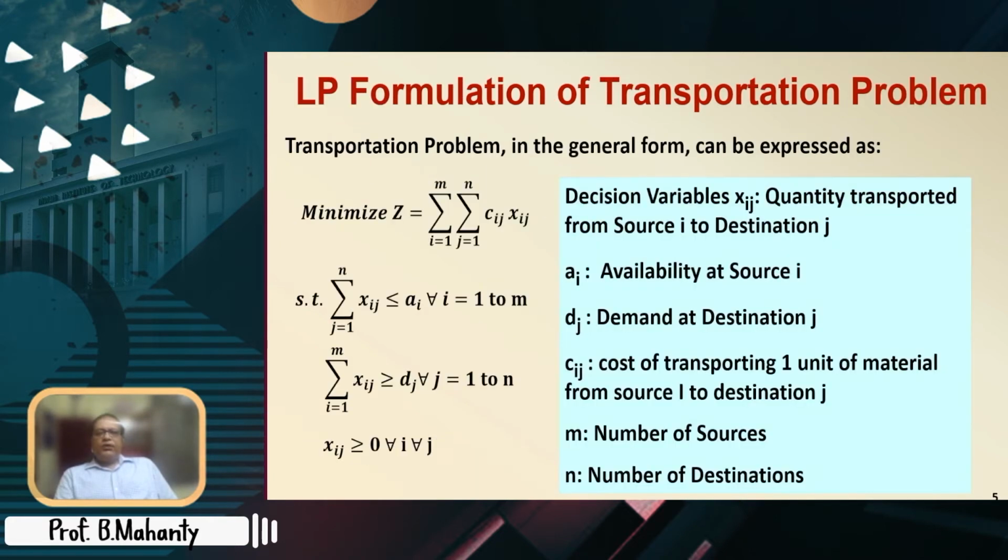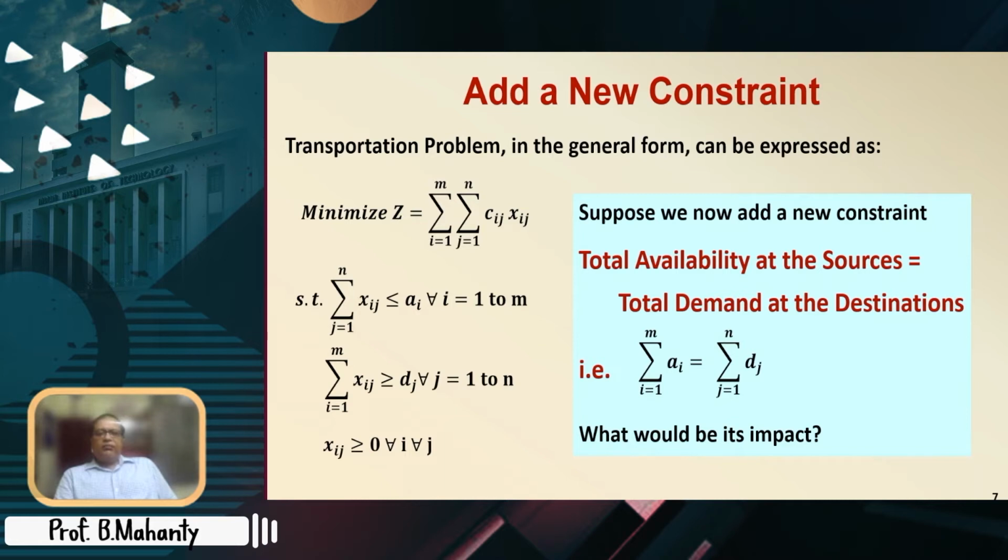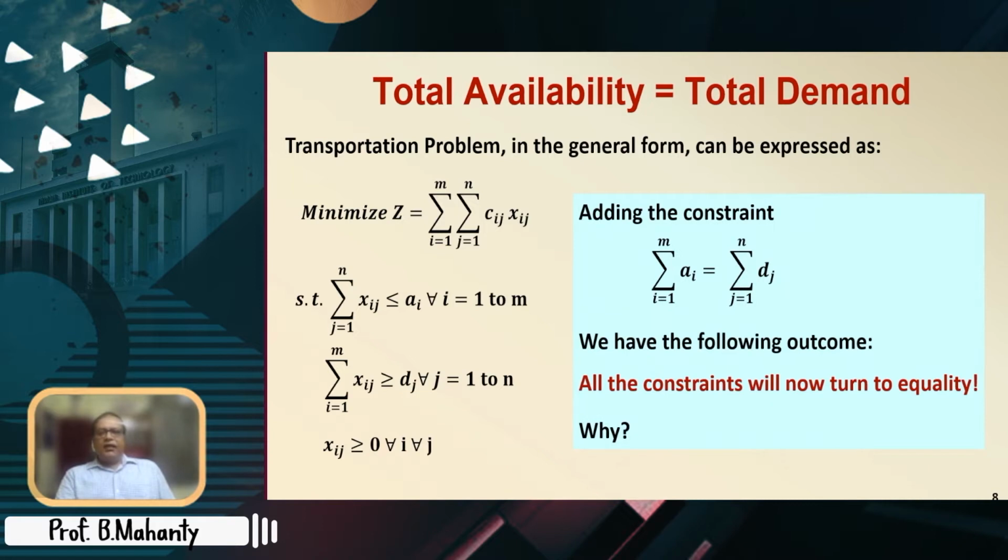So if we put this overwhelming condition, that is sigma ai equal to sigma dj, that constraint is putting us a particular thing, and that particular thing is all the constraints will now turn to equality. Is it not? So if you simply add a new constraint, that is total availability equal to total demand, that would make a very interesting change in the whole thing. And that change is all the constraints will become equality.